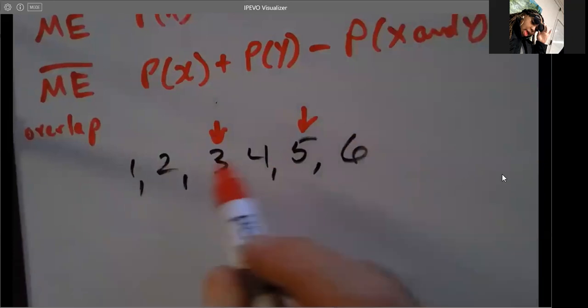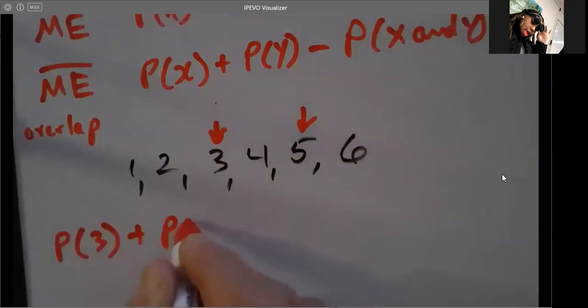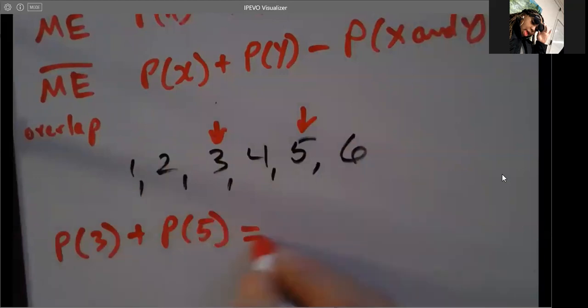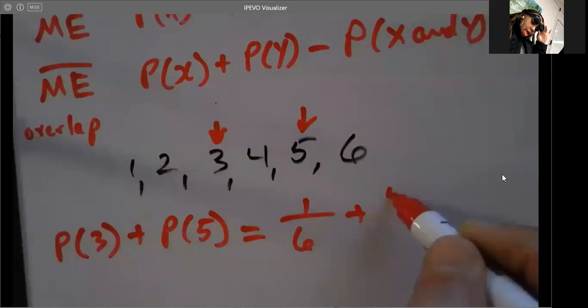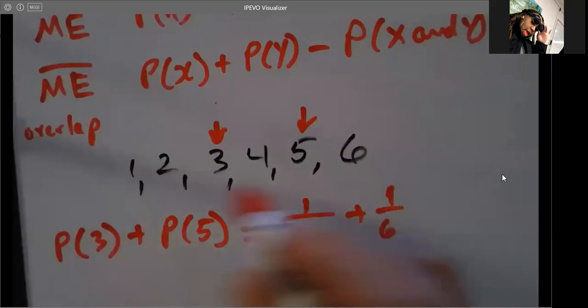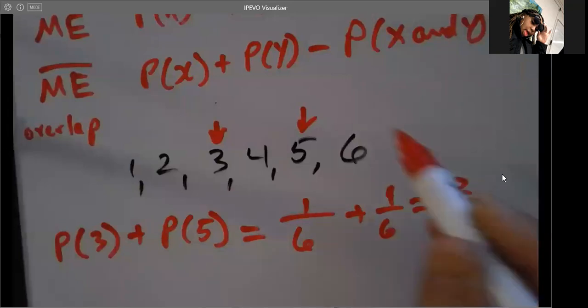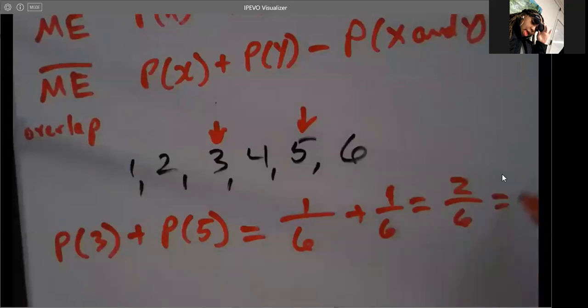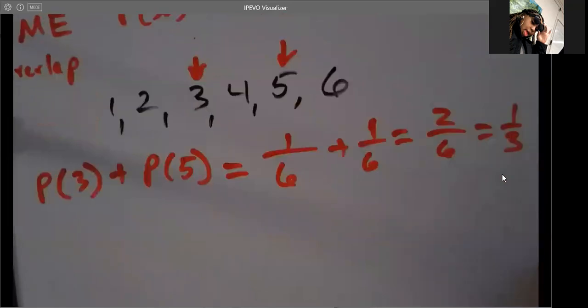So there's no overlap there. So we can say the probability of a 3 plus the probability of a 5. Well, probability of a 3, there's only one 3, so that's 1 over a total of 6. And the probability of 5, there's only one 5 over a total of 6 numbers in a dice. So the probability of rolling a 3 or a 5 is 2 over 6 or 1/3. We good? Yes, sir.